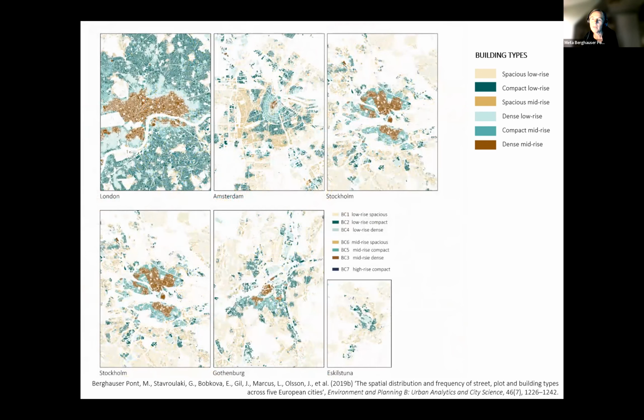And that you can do for many cities and start comparing what types are more represented in one city and not in another, etc., which we have done in the group and compared London, Amsterdam, and Stockholm, and then 3 cities in Sweden of different size.